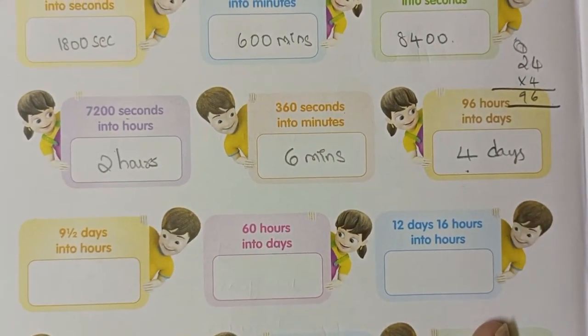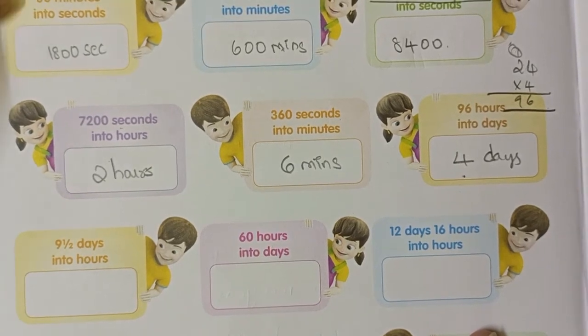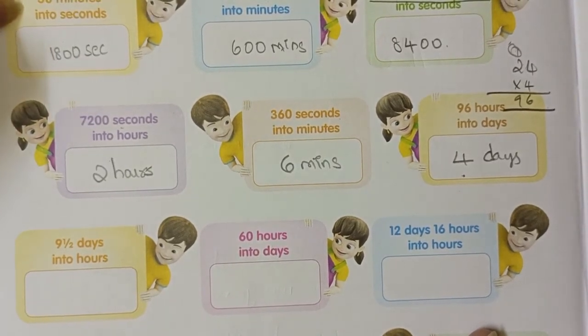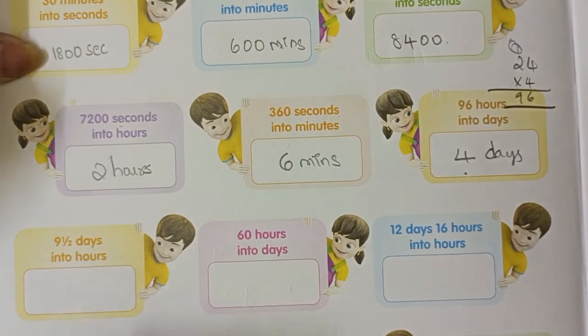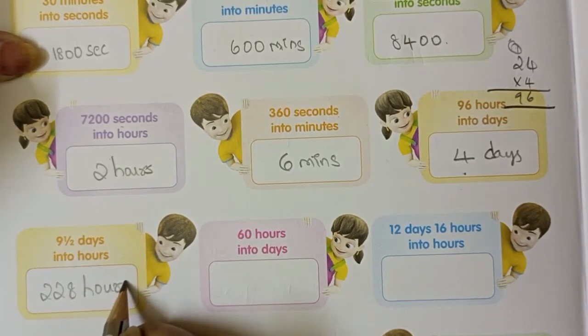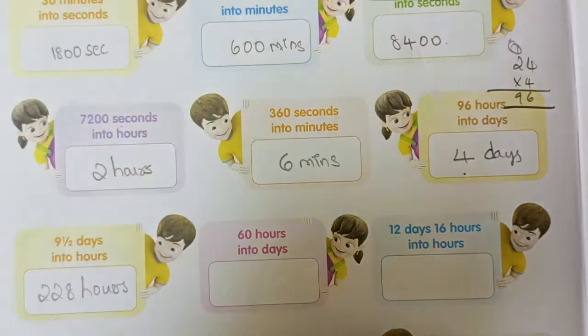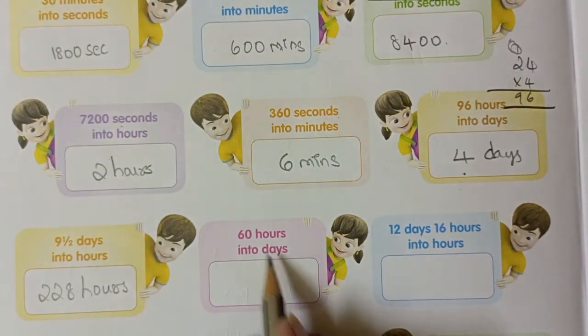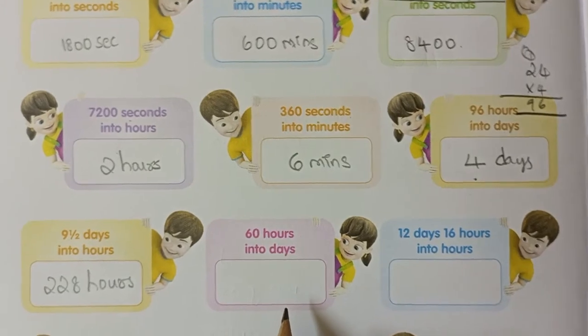9.5 days into hours. It is 228 hours. Next one. 60 hours into days.